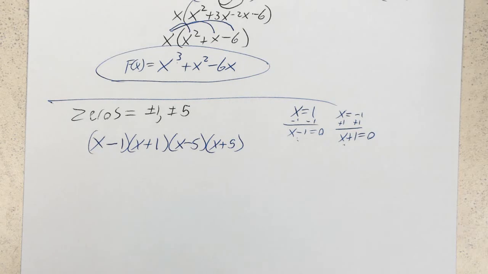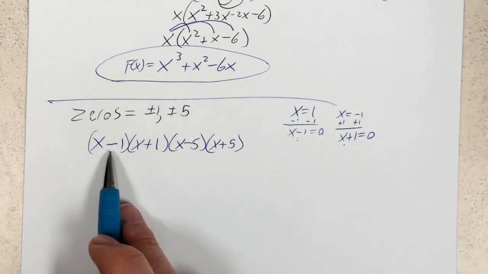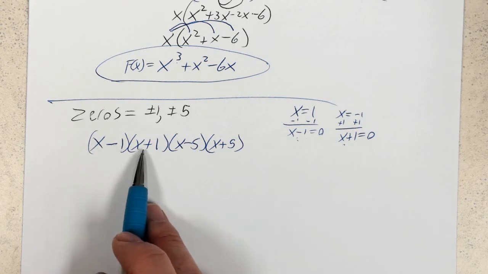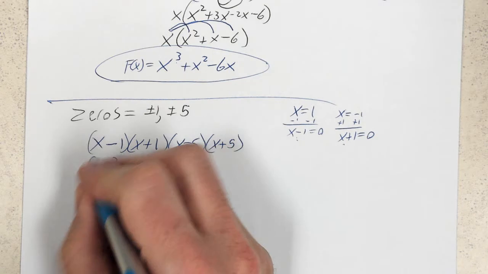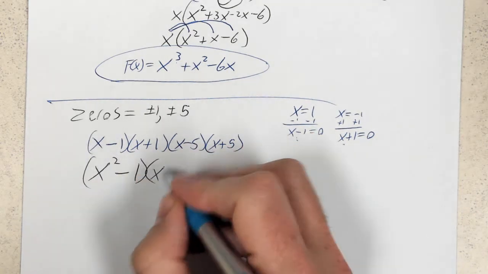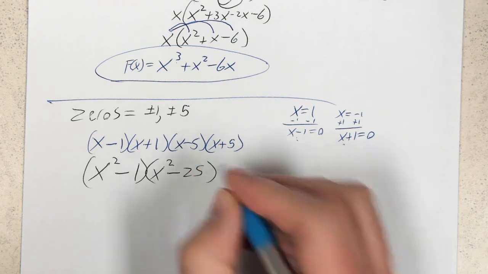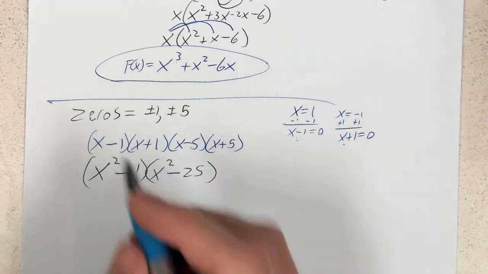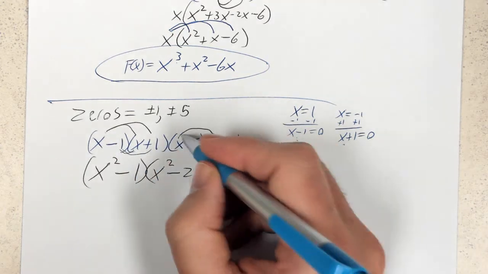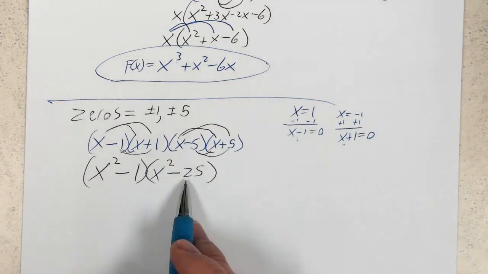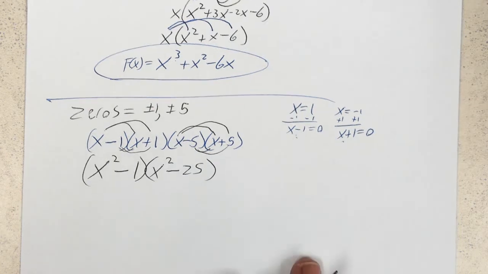Multiplying these together, hopefully you recognize that this is the difference of squares, because we've got a minus b, a plus b. This is going to be x squared minus 1 and x squared minus 25. If you want to go through and do all the multiplication, you can do that, but you'll get exactly what I got there. Because remember, we're working backwards from what we were doing last time.